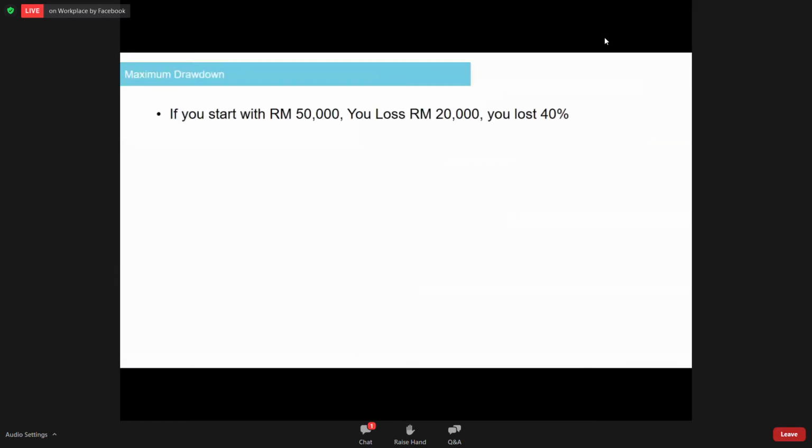Okay, so we'll talk about money management first. The first point about money management is maximum drawdown. Let's say you have 50,000 capital and you lost 20,000, we call this a 40% drawdown.